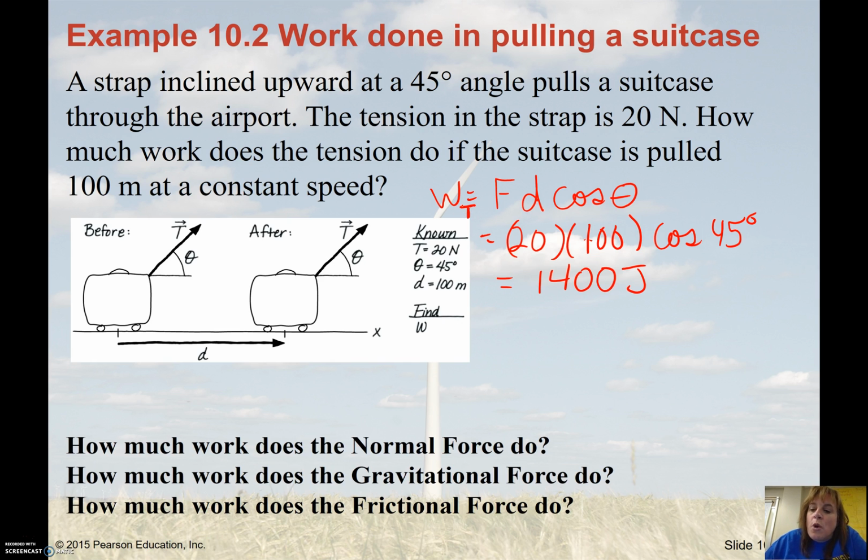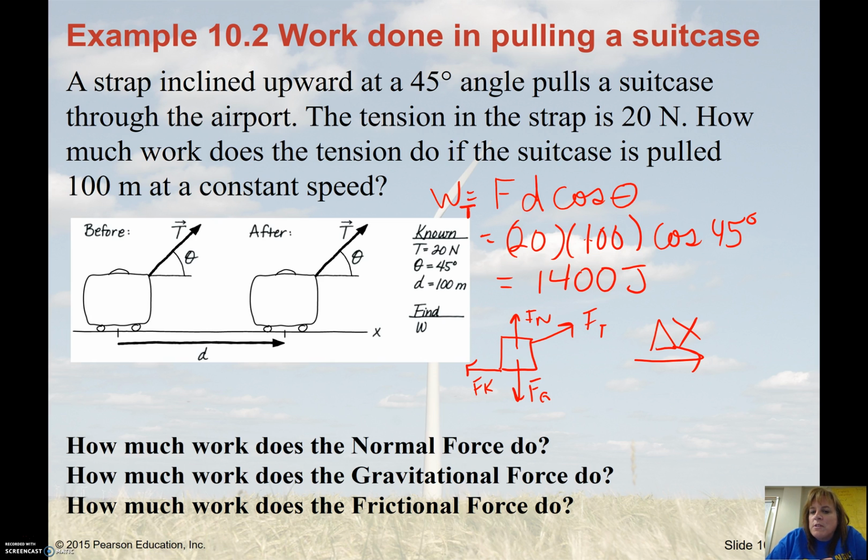How much work does the normal force do? You know what? Let's draw a free body diagram. So there's my suitcase, right? There's my normal force. There's my force of gravity. There's my force of tension. And let's say there's friction, because friction is always a thing. So if my object is moving in this direction, that's the direction of my displacement, our tension force is doing 1,400 joules of work.